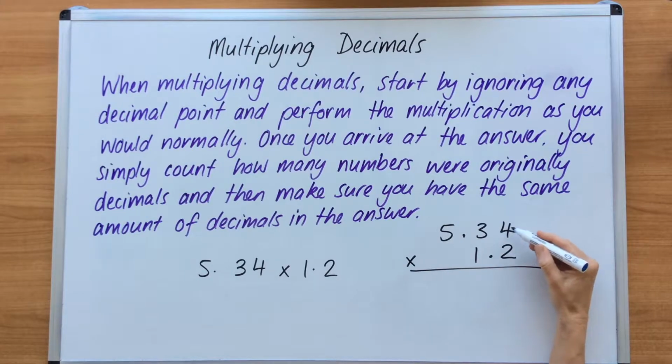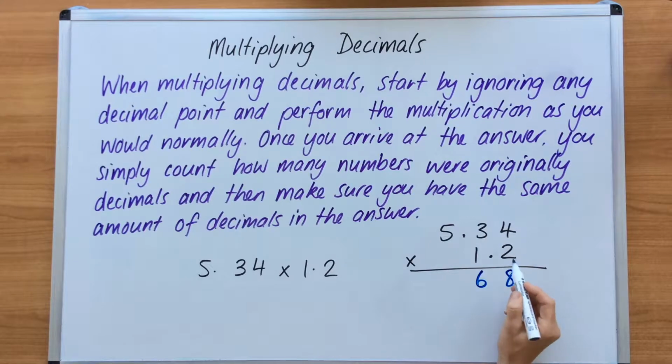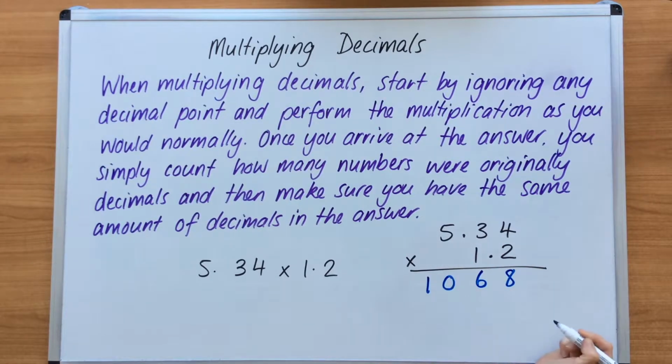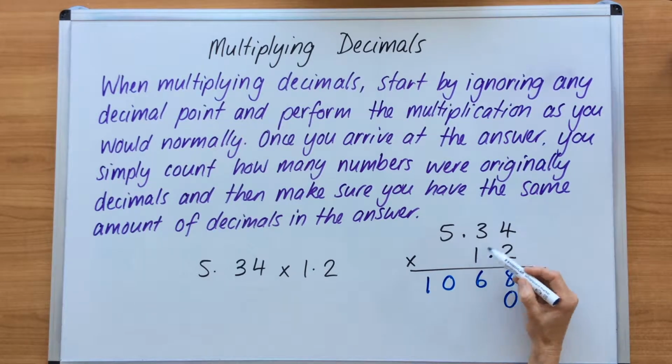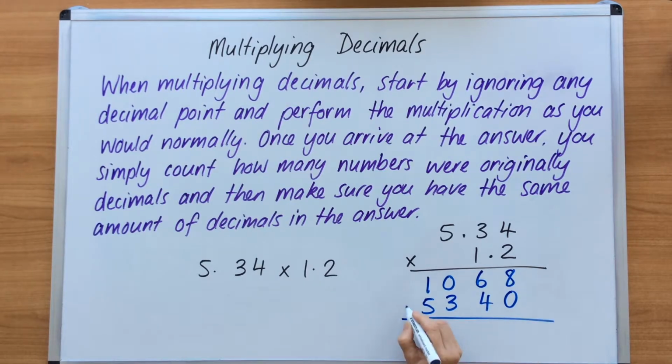So 2 times 4 is 8, 2 times 3 is 6, and 2 times 5 is 10. Now I pretend this is the tens column, I put the 0 underneath, and I multiply 1 by 4 is 4, 1 times 3 is 3, and 1 times 5 is 5. I add these up. This is an 8, 8 and 0 is 8, 6 plus 4 is 10, carry the 1, 1 plus 3 is 4, and 1 plus 5 is 6.